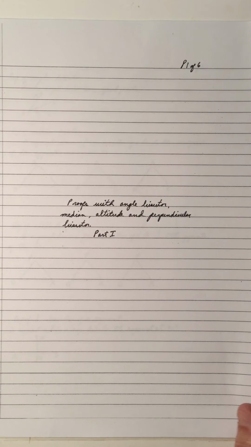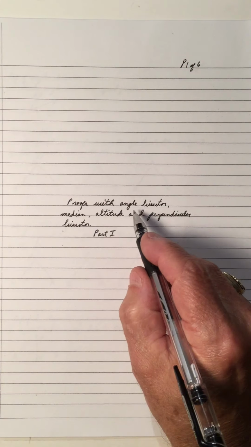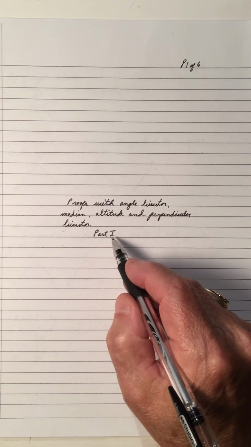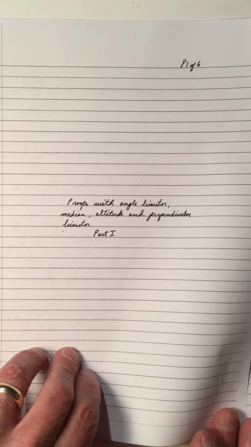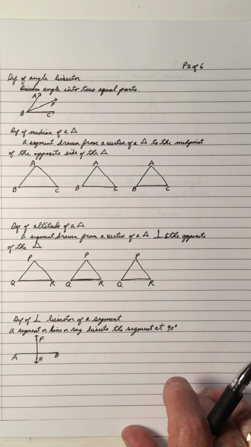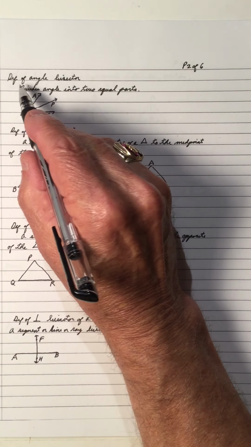Hi, welcome to my video on proofs with angle bisector, median, altitude, and perpendicular bisector, part 1. Let's look at the definitions of each of these, just to review again.